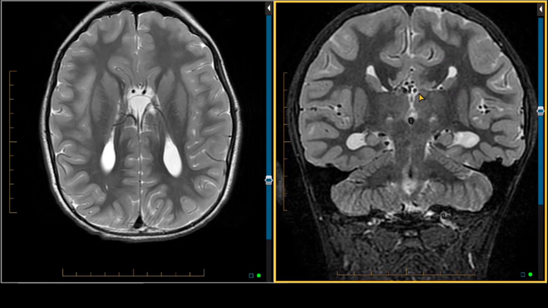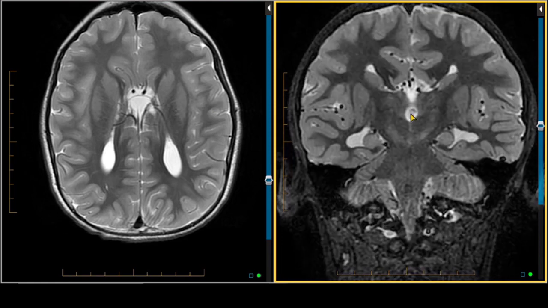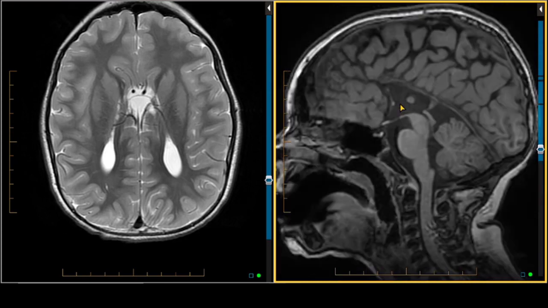If we look on a coronal image, we can see a vertically oriented third ventricle, and there's no intervening corpus callosum. If we go back to this sagittal T1-weighted image, the distal branches of the anterior cerebral artery have a very low position. Normally they would go superior to the corpus callosum and extend as the pericallosal artery.